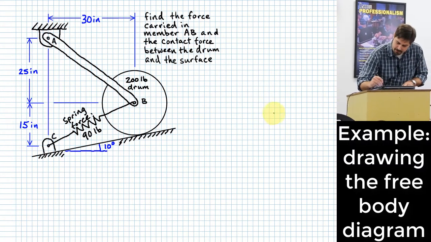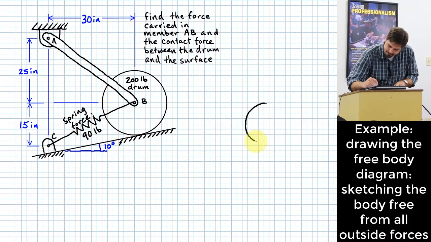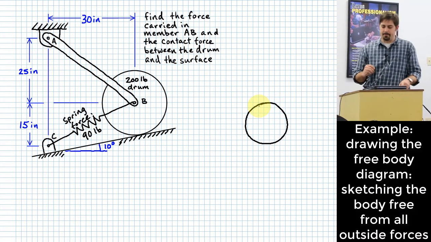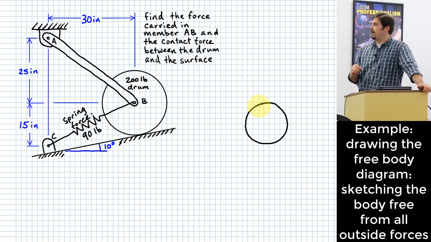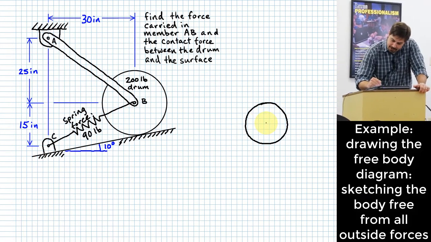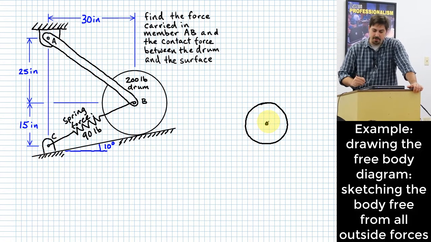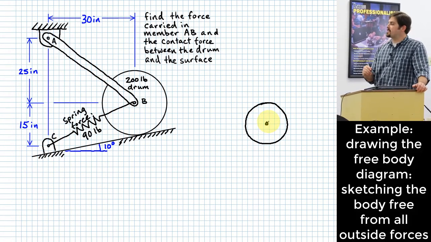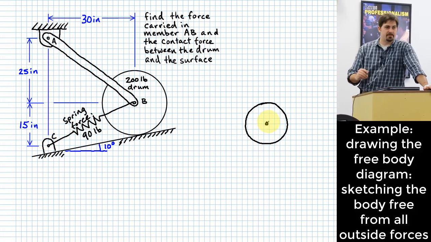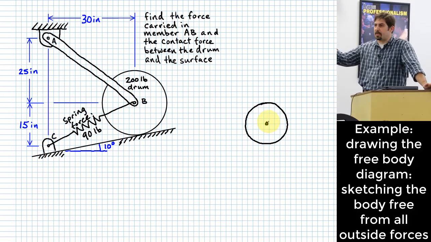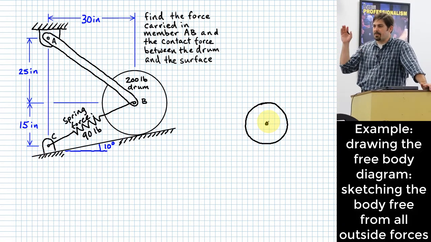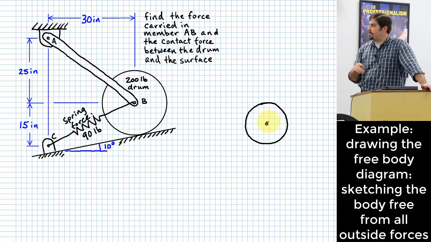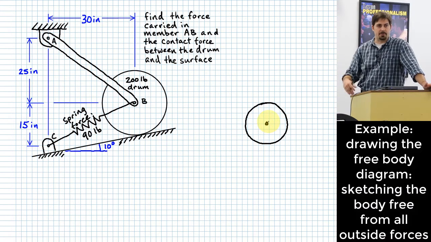And so I'm going to do that. Here's my body. Okay, that's the drum. And I've shown it free of all interacting bodies. So mentally, I am saying this thing is floating in space right here. There is nothing attached to it. It is not in gravity, nothing. Okay? So that's our first step. I've identified the body, and I've sketched the body free from all interacting forces.